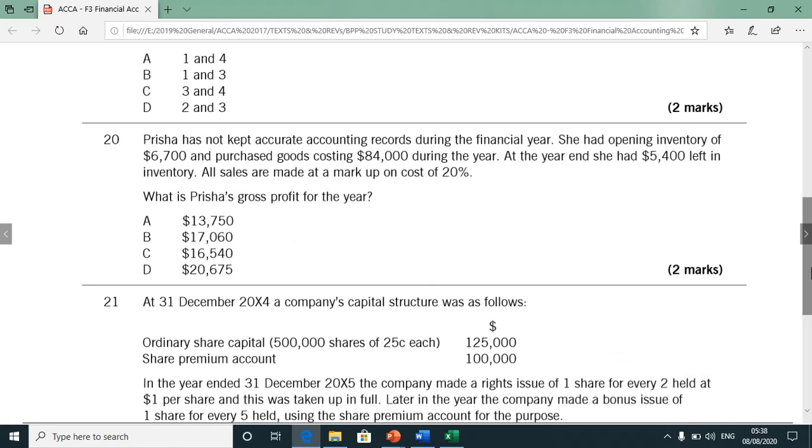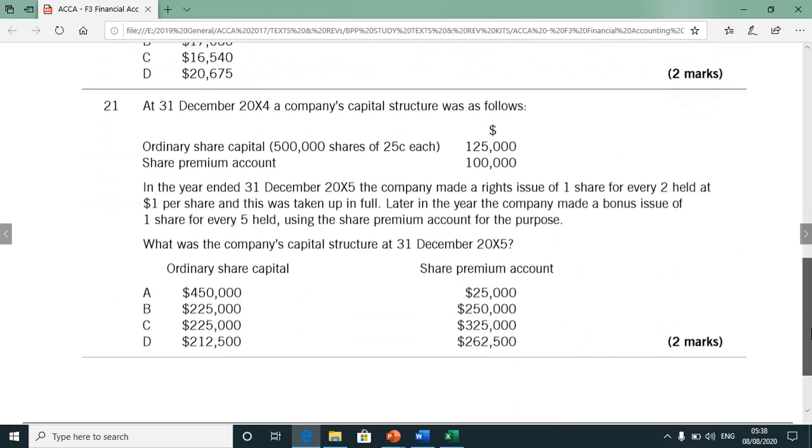Alright, let us progress to the next question. The next question deals with capital structure, and I'm going straight, of course, to the requirement: what was the company's capital structure at 31st December 20X5? Capital structure, and you have been given the number of shares.